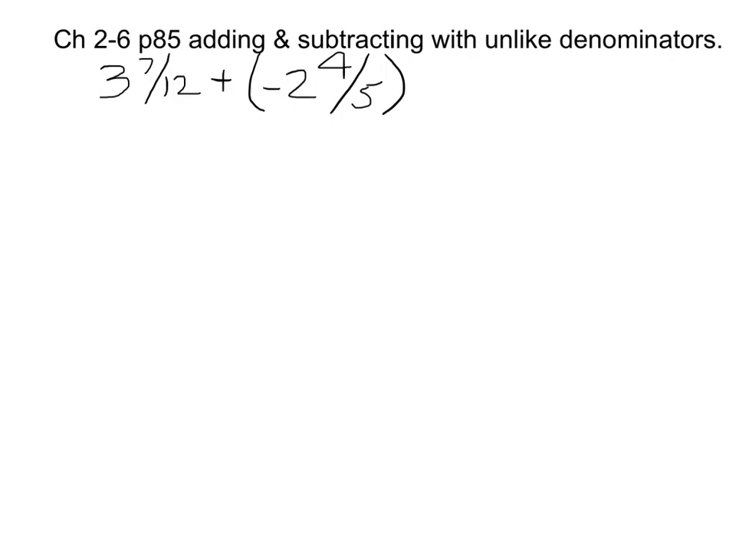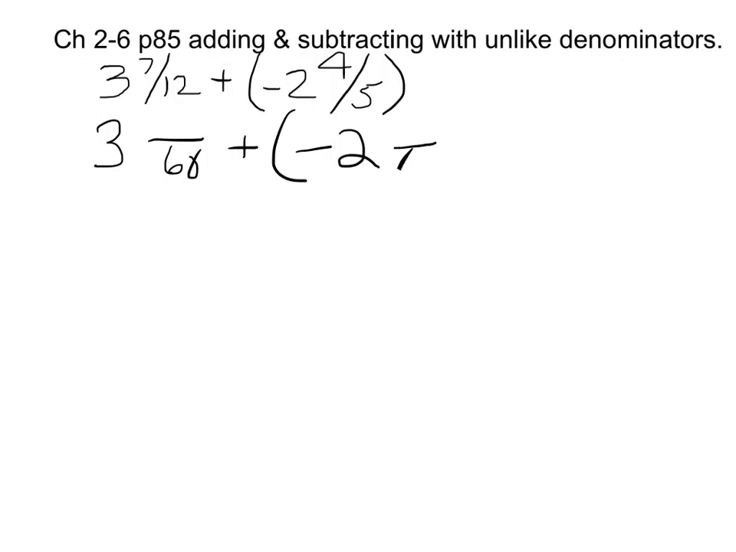Okay, so let's try this problem. 3 and 7/12 plus negative 2 and 4/5. Well, we have mixed numbers going on here, but we still need to focus in on the denominator of the fraction part. So we still need a common denominator. We've got a 12 and a 5. How about we use 60? So we're going to rewrite our mixed numbers so that the fraction parts have a common denominator of 60.